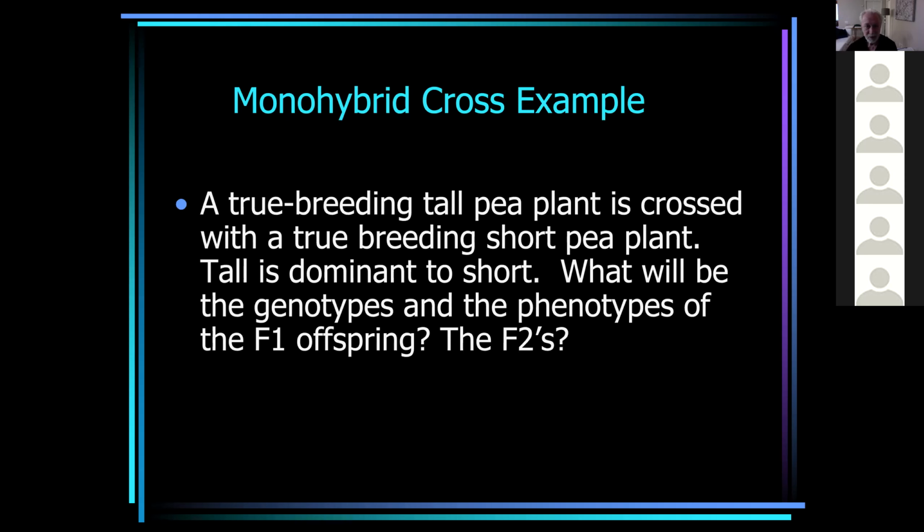Okay, so let's go through an example of a monohybrid cross. What we have is a true breeding tall plant. True breeding means that it's been inbred and is homozygous at all loci. And it's crossed with a true breeding short plant. Tall is dominant. What will be the genotypes and the phenotypes of the F1 offspring? And what are the genotypes and phenotypes of the F2s?